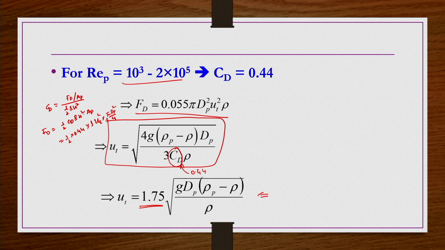This is the terminal velocity of a sphere settling in Newton's flow regime, right.